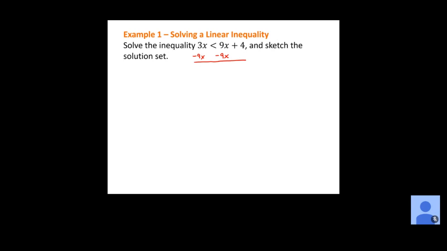Now, once we do that, what's 3x minus 9x? It's going to give us a negative 6x, because we're just subtracting 9x from 3x. This is still going to be less than, and then all that's left on the other side is the 4. Okay, and now to get x by itself, we're going to do what?